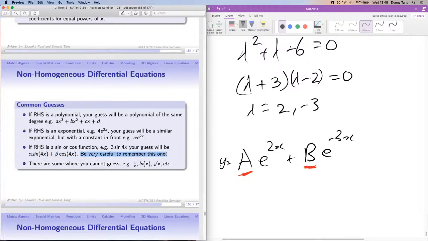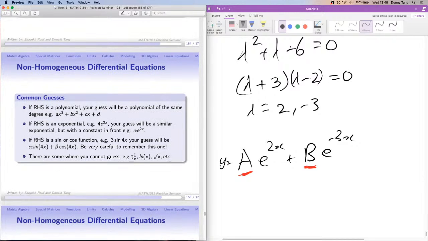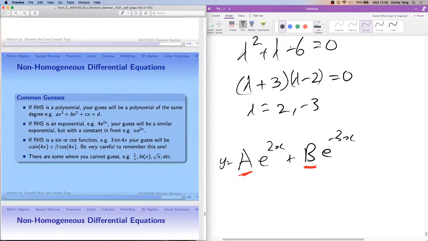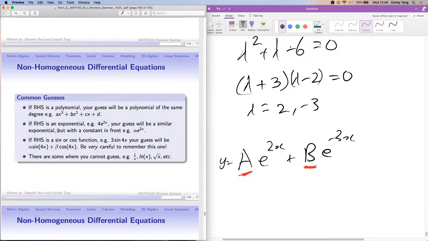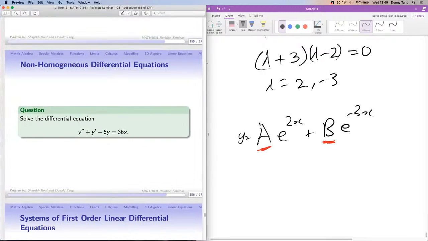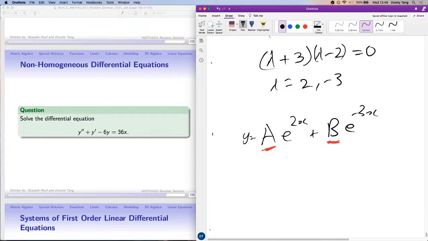Be very, very careful to remember this one, because this is one people forget a lot. When the thing is sine, it's not just sine. It's also sine plus cosine. All right? So definitely remember that. And there are some which you cannot guess. And then once you have your guess, sub it into the differential equation, and that's going to be your answer. So let's quickly do this example, extremely quickly.